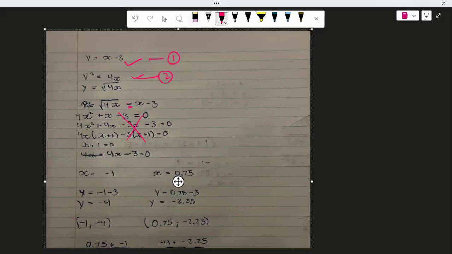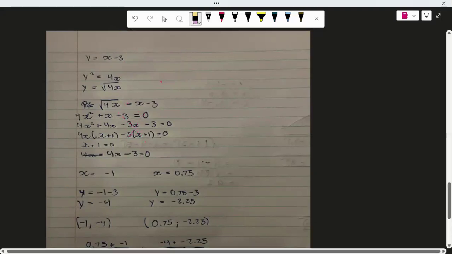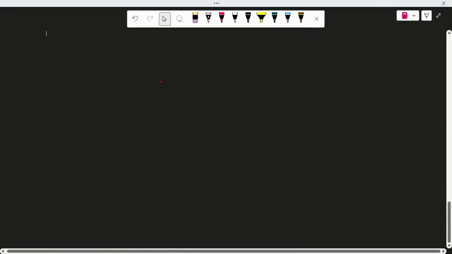Okay, so question number 11. We have y equals x minus 3. This is the first equation. And the second equation is y square equals 4x. In case I take your approach as well, yes, you did.